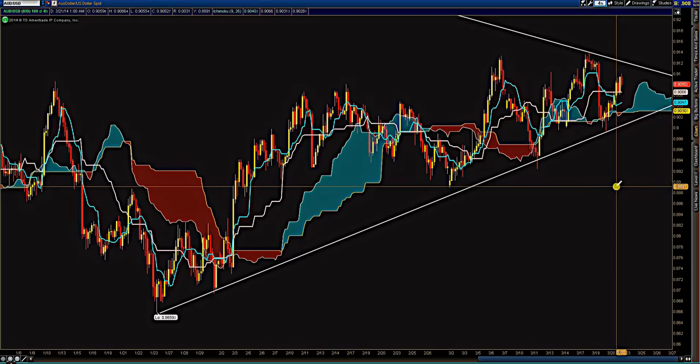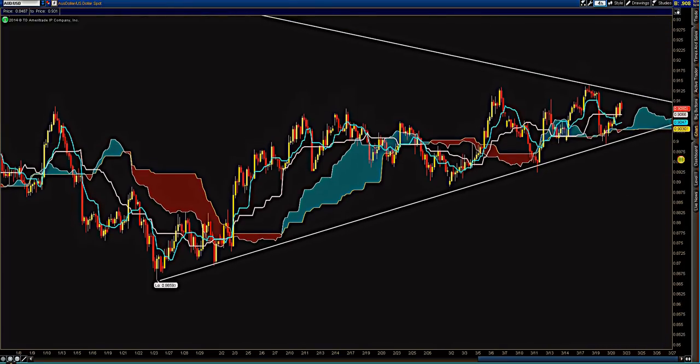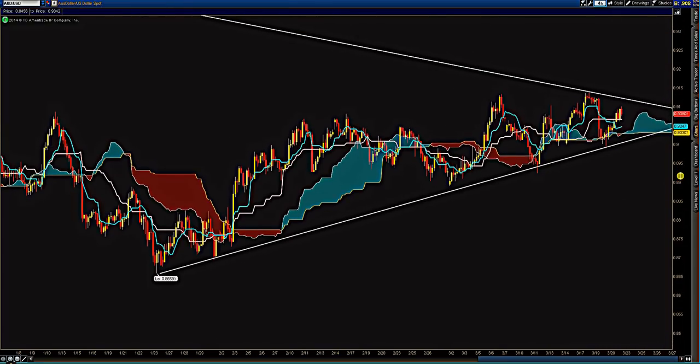Okay, and my next video that I will create is actually going to be using the Ichimoku with pivot points and trend lines and how to come up with an effective trading plan to have a good success rate.